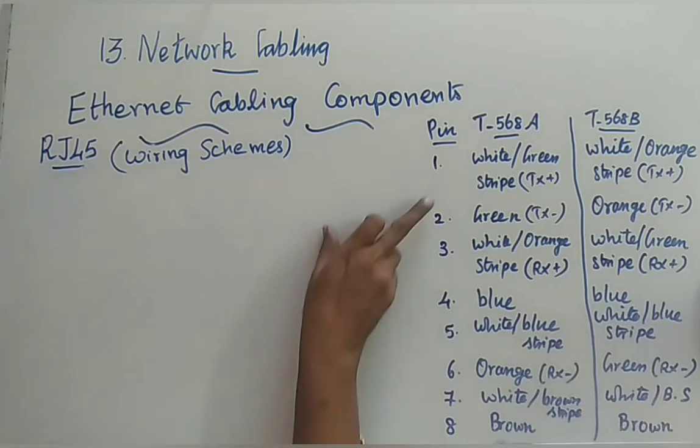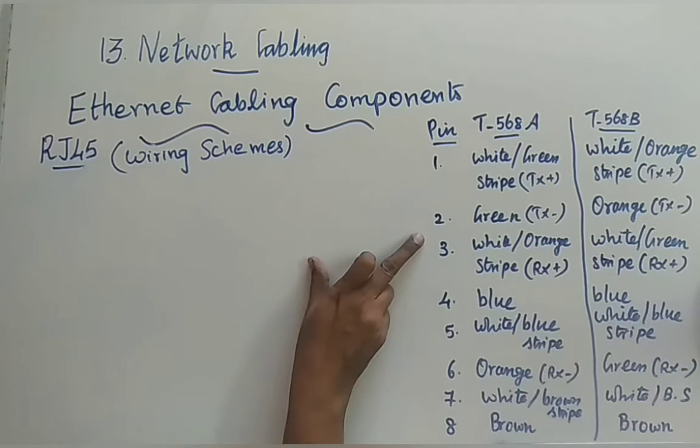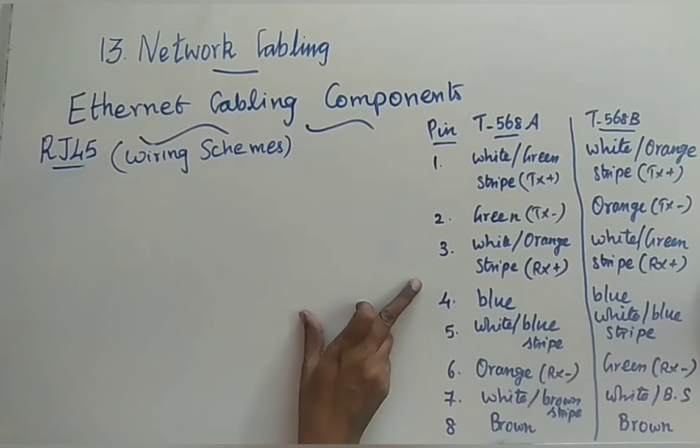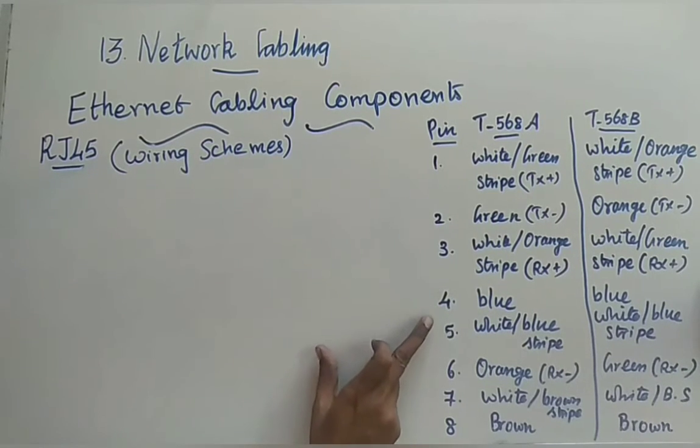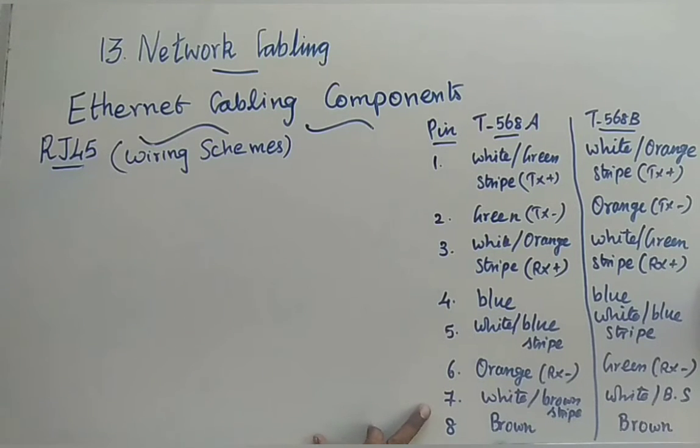The first one is white green. The second pin is green. The third pin is white orange stripe. The fourth one is blue. The fifth one is white blue. The sixth one is orange. The seventh one is white brown. And the eighth one is brown. So in this way you are going to do the configuration for the A method.